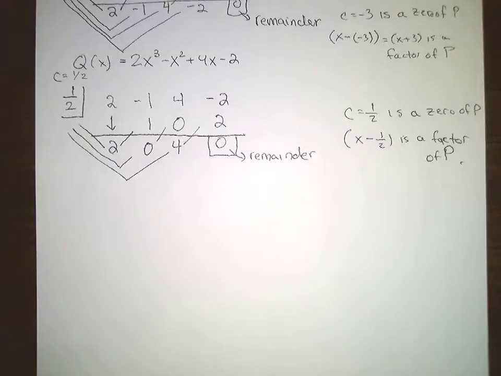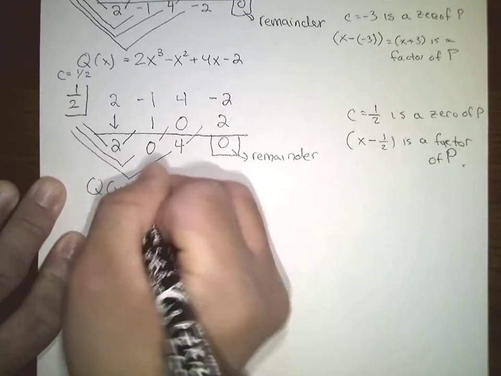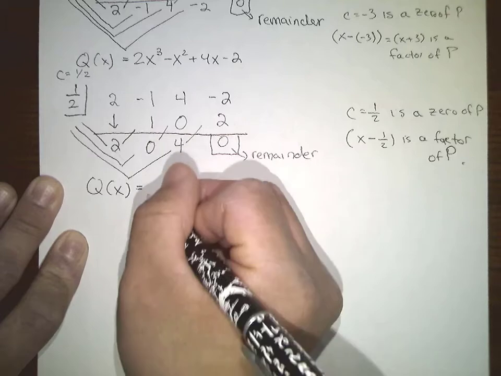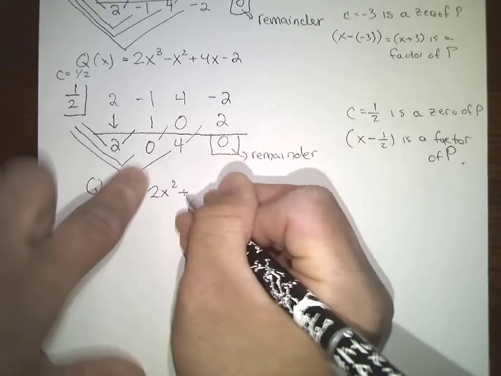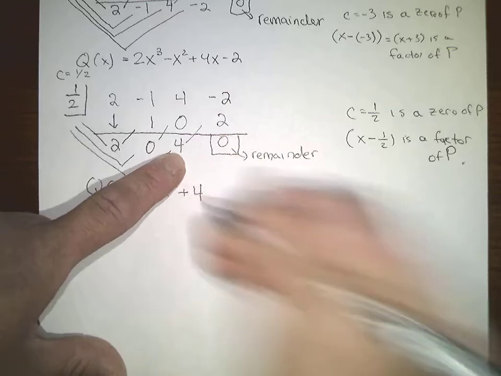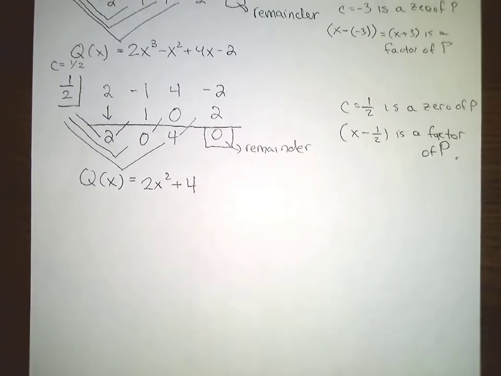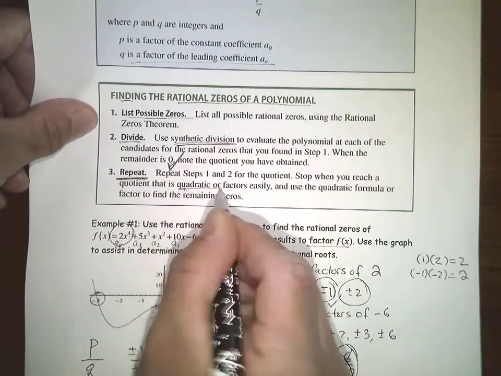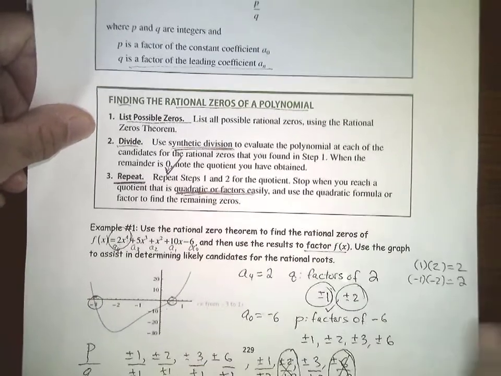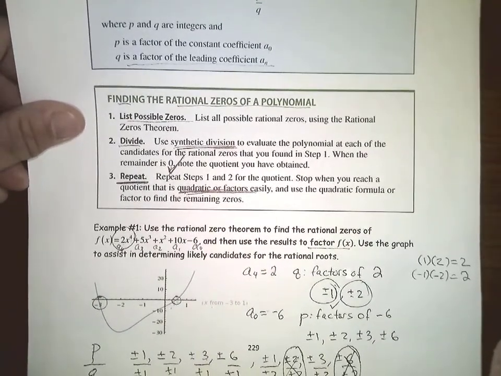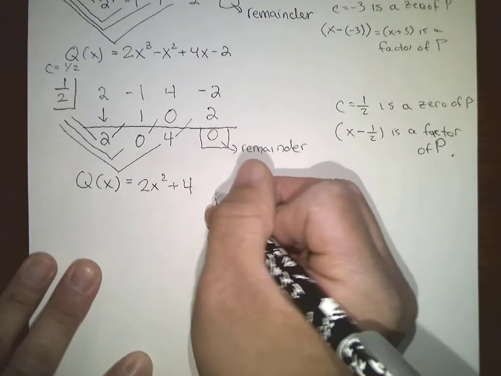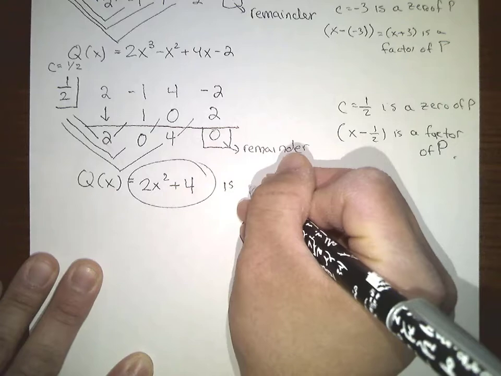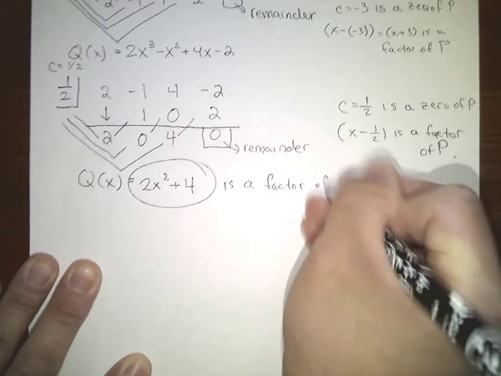All right, so now let's see. What do we have here? So the new quotient is actually going to be 2x squared plus 0x plus 4. So this is a quadratic. Remember that I said in step 3 here, we could stop when we reach a quadratic or something that factors easily. So this is a quadratic, so we can stop. And this is a factor of p also.